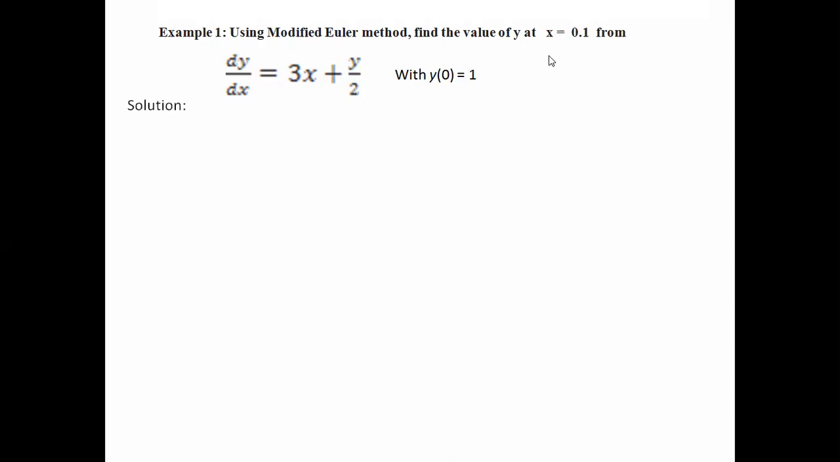So in this problem, I will take h equal to 0.1 because it is not mentioned here. So what is given here? x0 is equal to 0, y0 is equal to 1, and because we are free to select, I will choose h equal to 0.1.